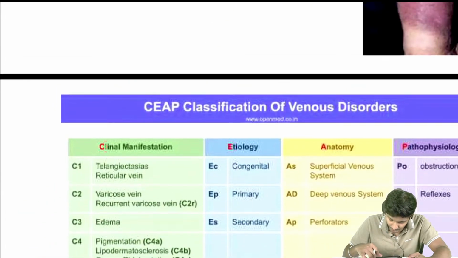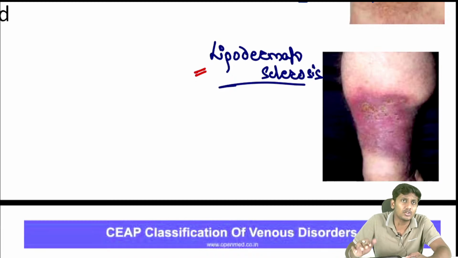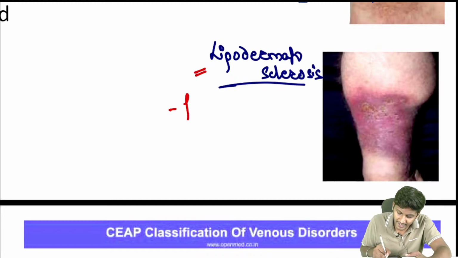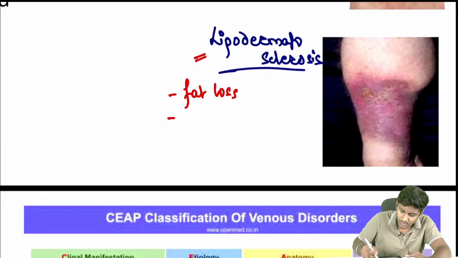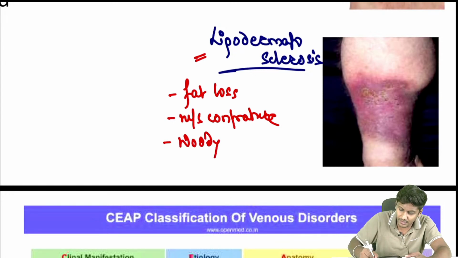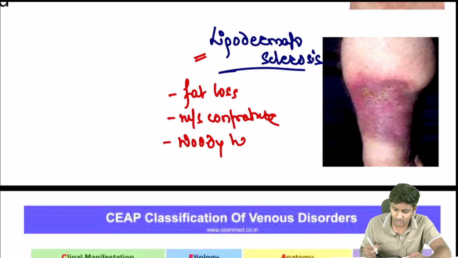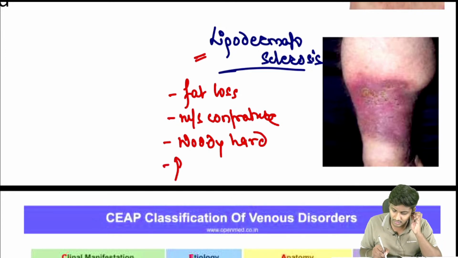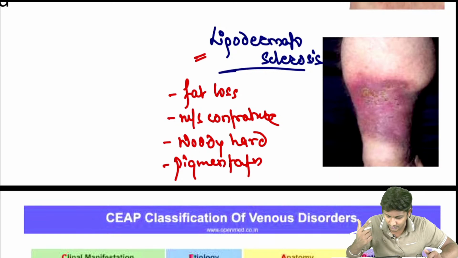If I talk about lipodermatosclerosis, definitely you have to remember what is going to happen in this condition. The patient will have fat loss in the leg. Second, the patient will have muscle contracture, and as there is fat loss and muscle contracture, there is a woody hard feel. When I palpate the leg of this patient, at this area I'll get a woody hard texture. This leg will become very hard like wood here. Okay, and definitely there will be pigmentation, as you can see. All of these features: fat loss, muscle contracture, woody hard texture, and pigmentation.